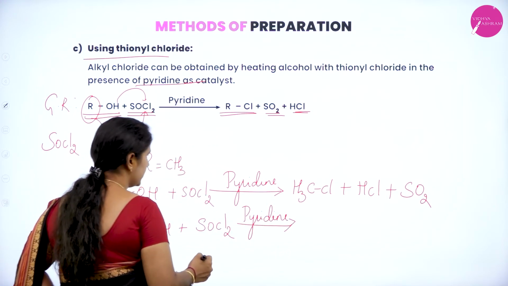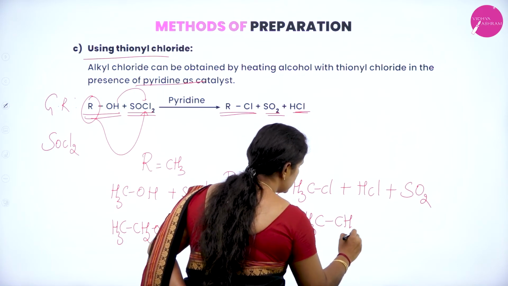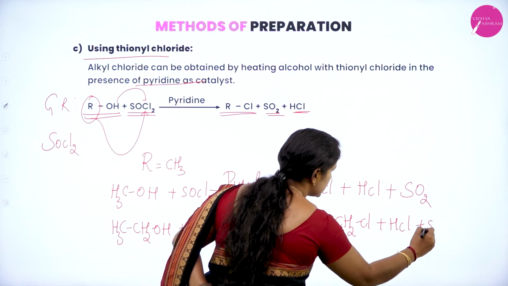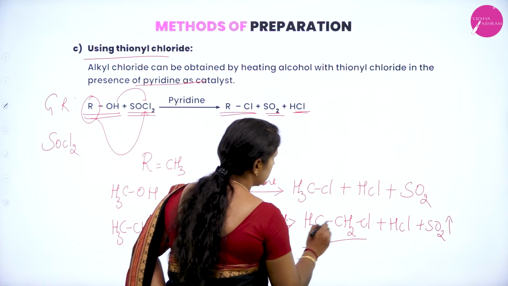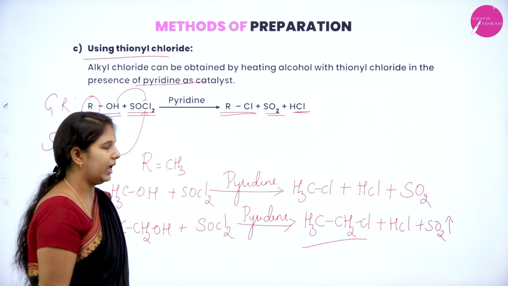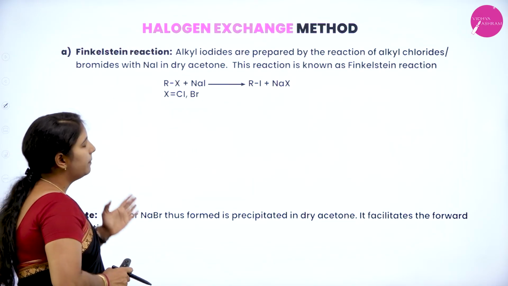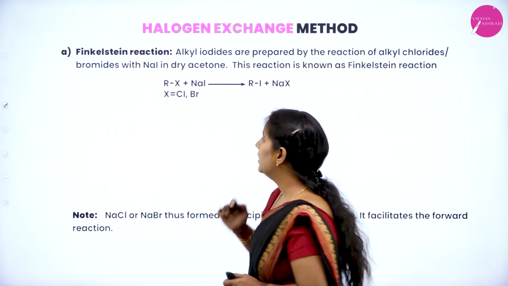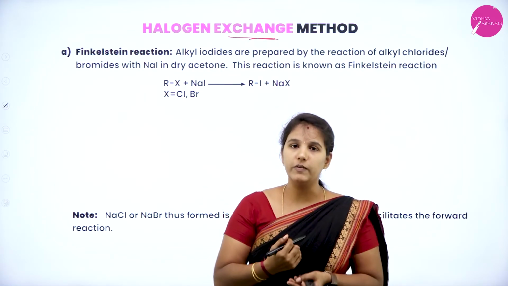What happens? It forms CH3CH2Cl plus HCl, and SO2 gas will be released. So again, this is chloroethane and this is chloromethane. Next is the halogen exchange method. Remember, this is a method that involves the exchange of halogen.